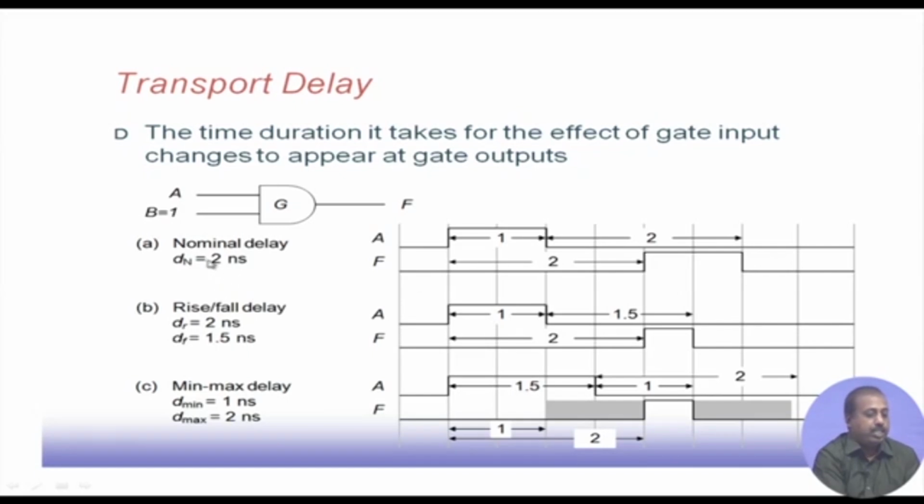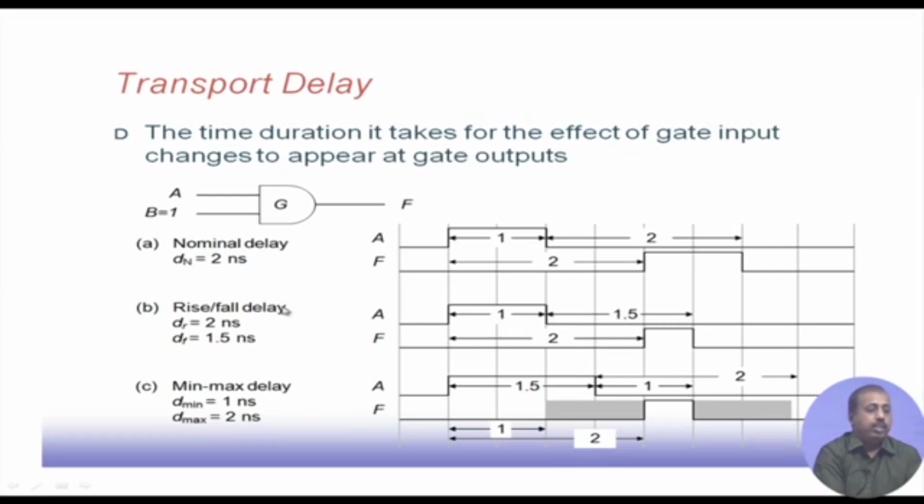Now, there may be rise and fall delays separately. The rise delay may be 2 nanoseconds and the fall delay may be 1.5 nanoseconds. In that case, what will happen when it is rising? For the rising event to get reflected onto the output, it takes 2 nanoseconds. This falling event takes 1.5 nanoseconds to get reflected. So it is like this.